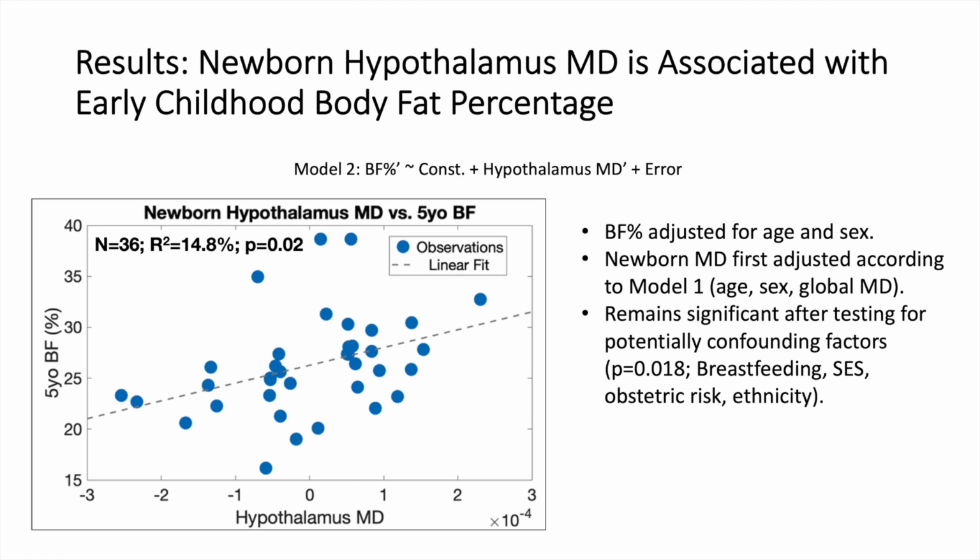Further, we observed a positive association between newborn hypothalamus mean diffusivity and body fat percentage in early childhood. This positive association suggests that the newborn phenotype of hypothalamic mean diffusivity is of functional relevance. In addition, this association survived adjustment for several important potentially confounding factors, including SES and breastfeeding status in early life.